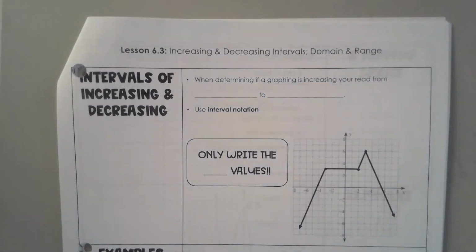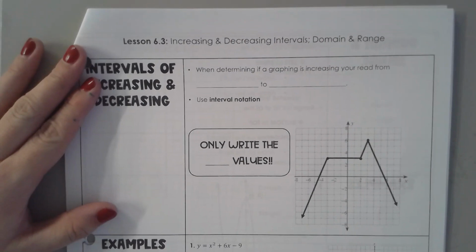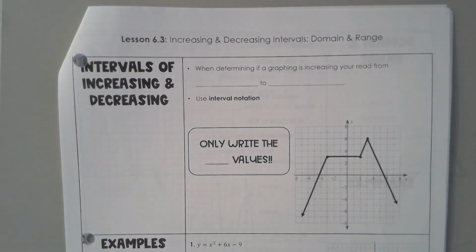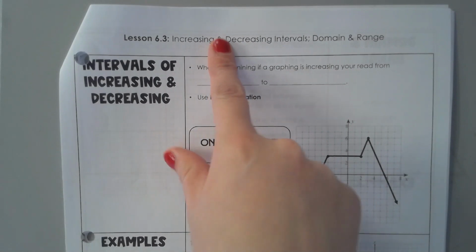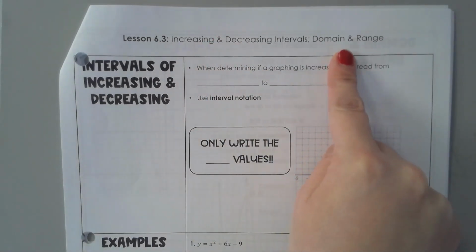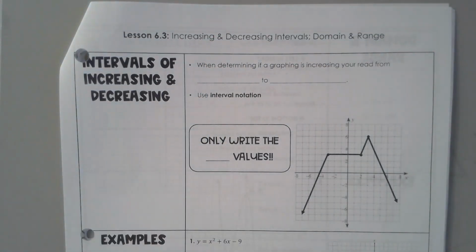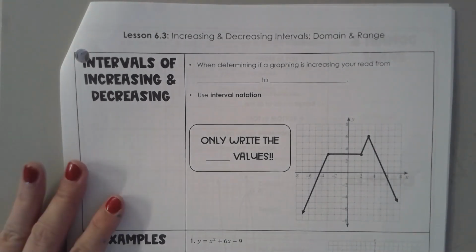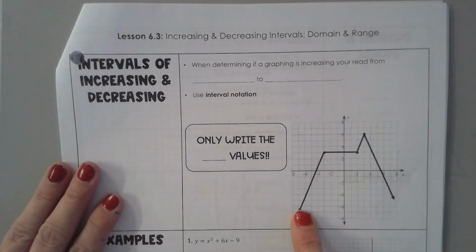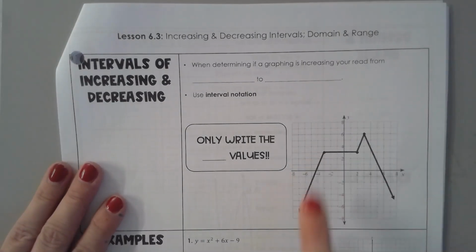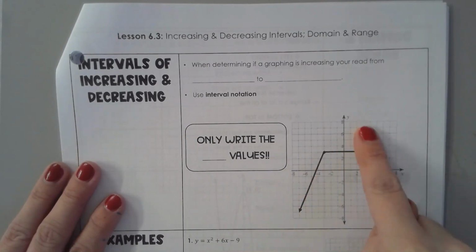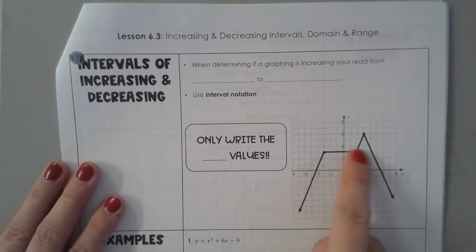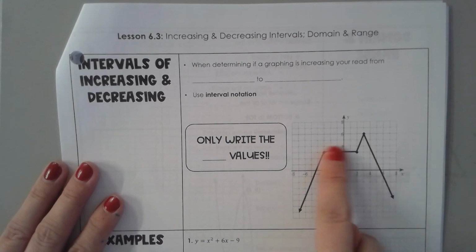All right, so we're going to be doing some more with graphs of polynomials, talking about two things today: increasing and decreasing, and domain and range. We're going to start with increasing and decreasing. This means if I were to take my finger and trace along the graph, if my finger is going up, that's increasing. If it's going down, it's decreasing. If it's flat, it's neither.